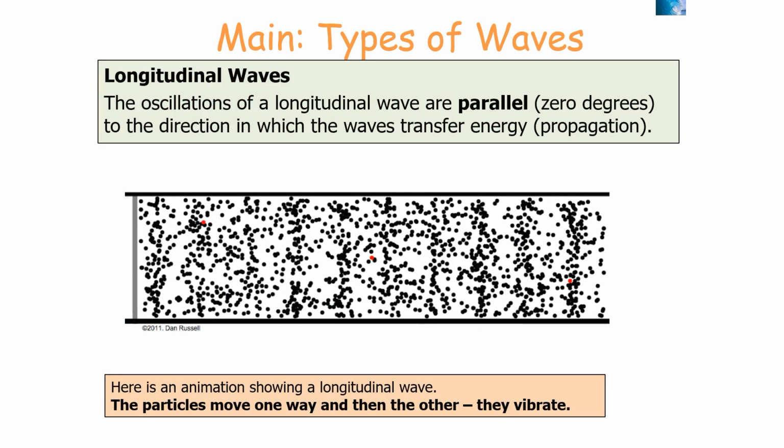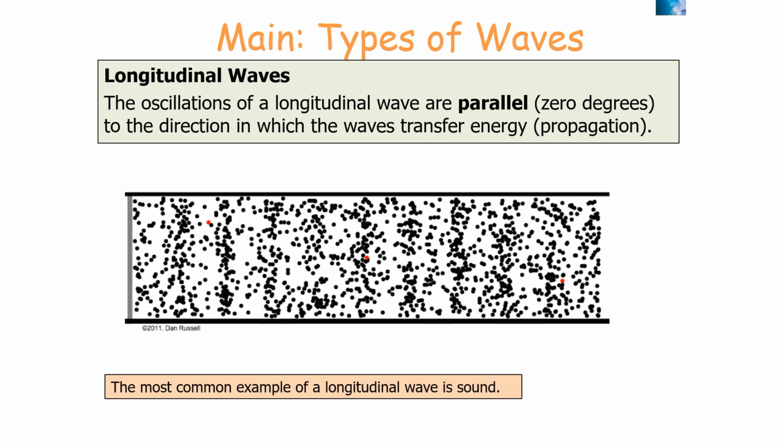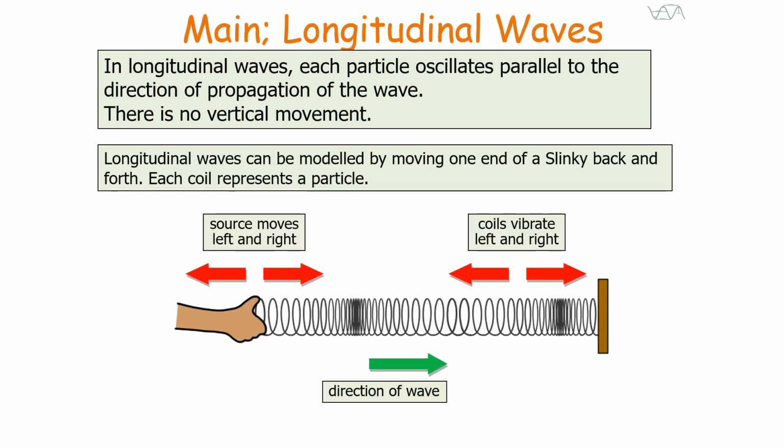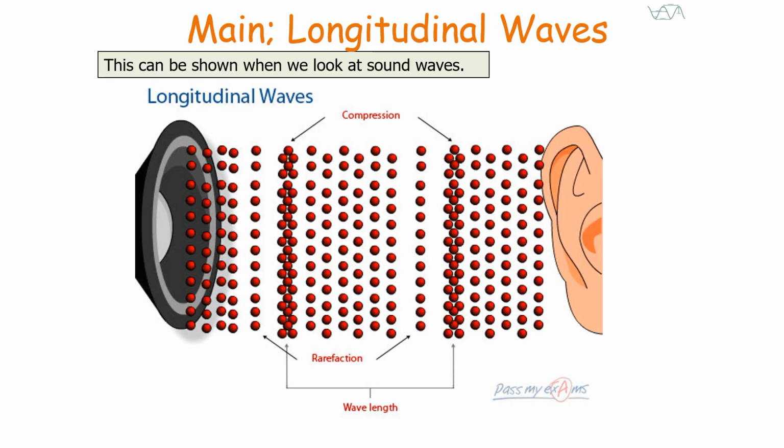Now longitudinal waves are waves with oscillations which are parallel to the direction in which the wave transfers energy. Now again, remember, in the wave the particles don't move position, they only oscillate. So the most common example of a longitudinal wave is a sound wave. So the longitudinal waves can be modelled by moving one end of a slinky back and forth, with each coil representing a particle. Now within longitudinal waves, regions in which particles are relatively close together are called compressions, and regions where they're relatively far apart are called rarefactions. And this can be shown by looking at sound waves as shown here.